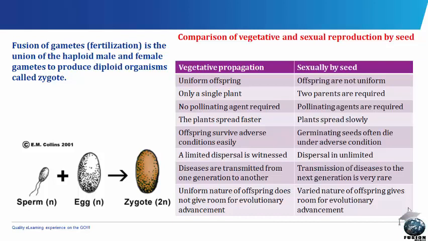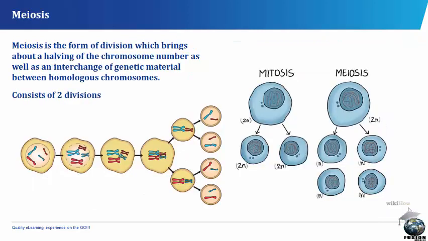For vegetative propagation, diseases are transmitted from one generation to another, and for sexually by seed, transmission of diseases to the next generation is very rare. For vegetative propagation, the uniform nature of offspring does not give room for evolutionary advancement, and for sexually by seed, the varied nature of offspring gives room for evolutionary advancement.